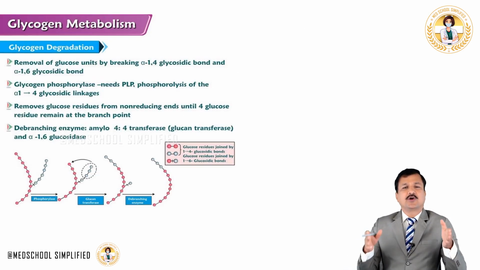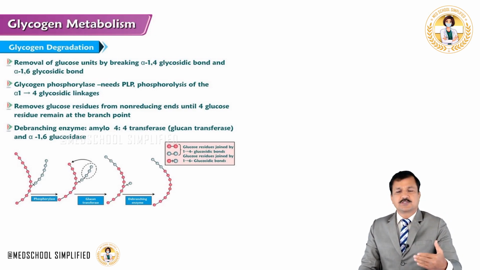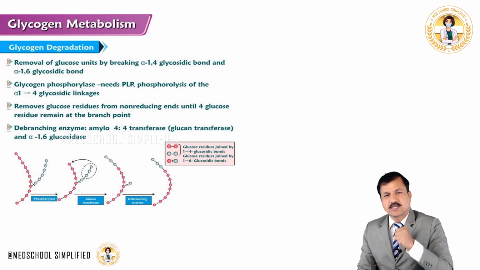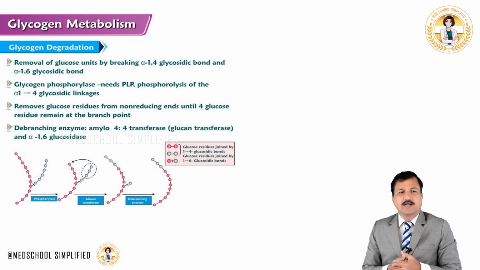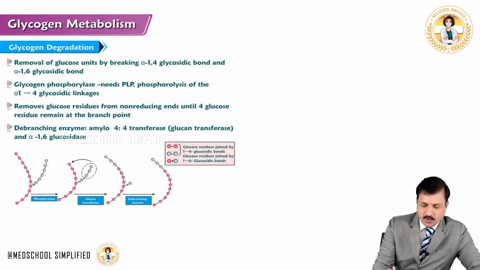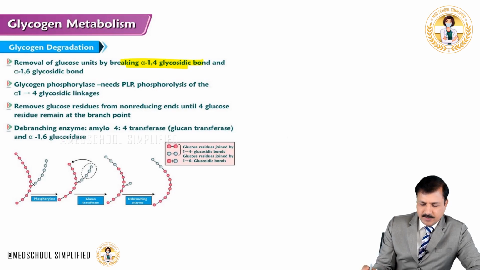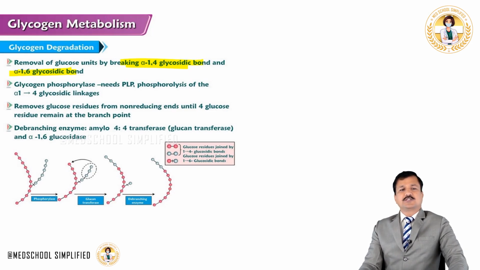Whenever a person is going into a fasting condition, or is exercising, or is in a stressful situation where epinephrine is released, at that time the glycogen stored in the liver, the glycogen stored in the skeletal muscle, or the glycogen present in other tissues can undergo degradation. Now, during glycogen degradation, there will be removal of glucose units by breaking alpha-1,4 glycosidic bonds and alpha-1,6 glycosidic bonds. Now, how is this done?